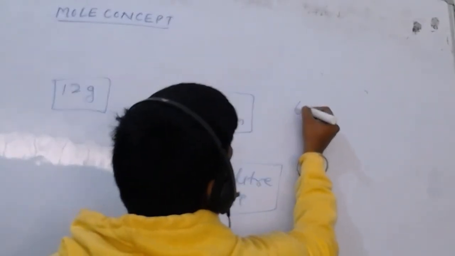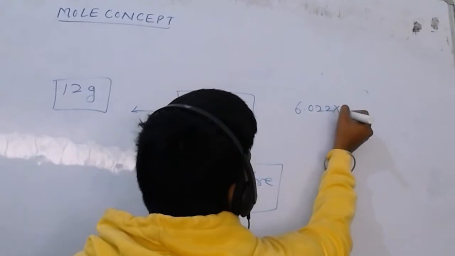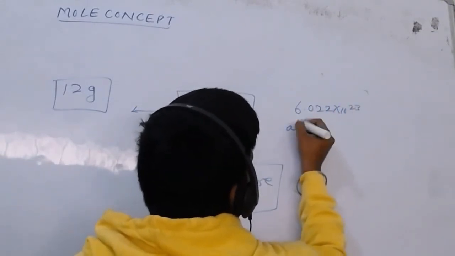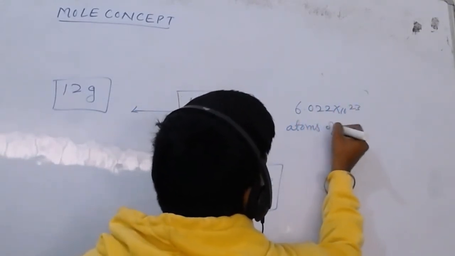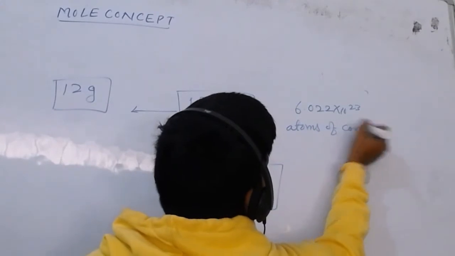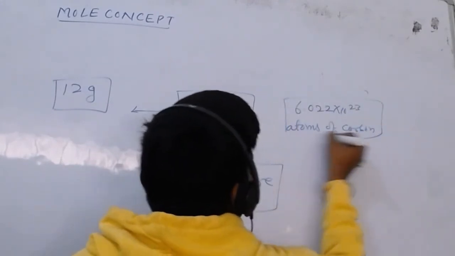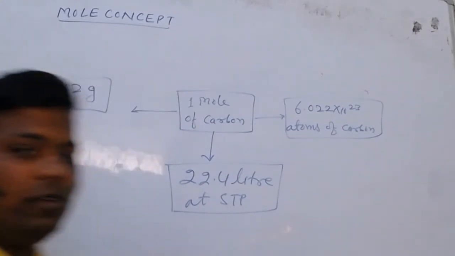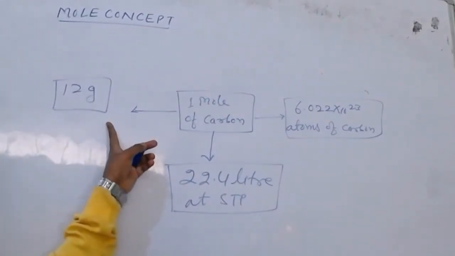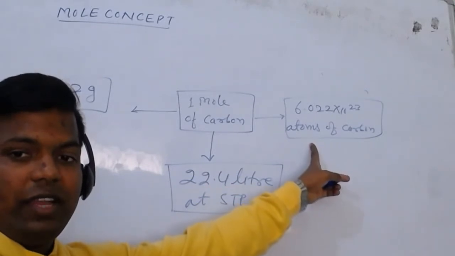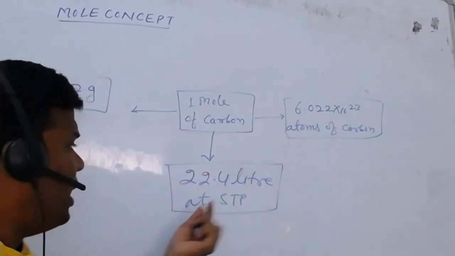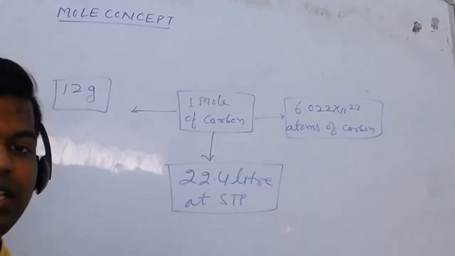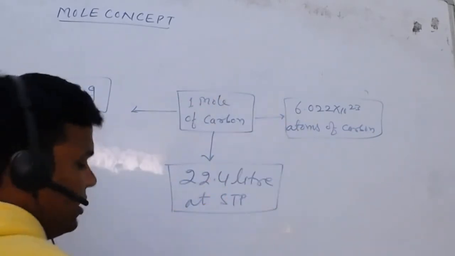Similarly, what would be the number of atoms of carbon in 1 mole? It will be 6.022 into 10 to the power 23 atoms of carbon. So this much number will be there in 1 mole of carbon. So this is the mass, this is the number of atoms, like particles, and this is the volume. In the mole concept we will see the relation between these three only, right?